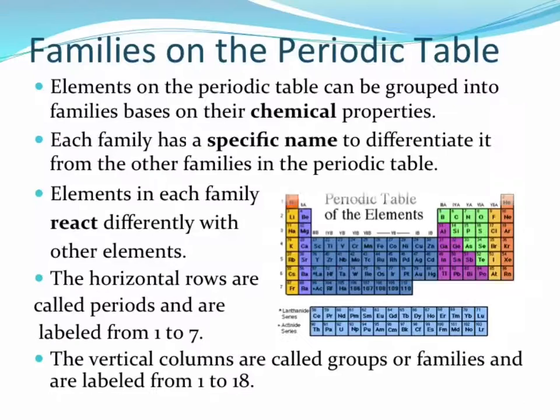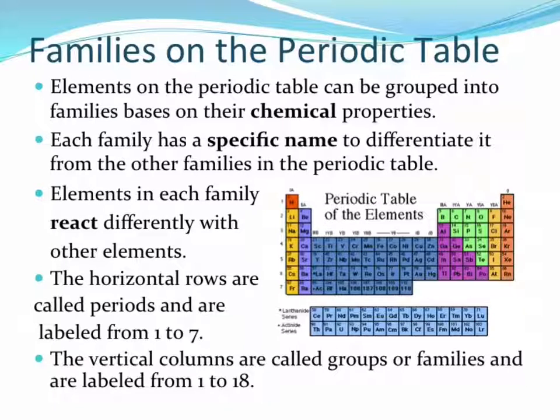Okay, so the periodic table is grouped into families. If you have a family, that means you have similar characteristics, and each family has a name. They're going to react differently. Where does helium go? It's with the noble gases.